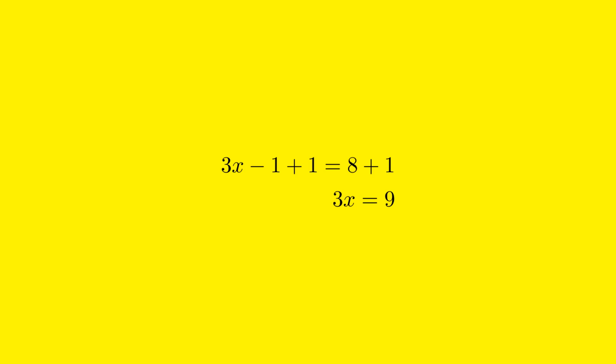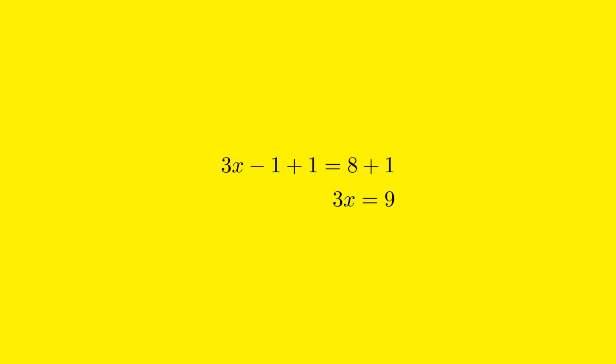To solve for the variable in the equation 3x minus 1 equals 8, the first step is to isolate the term with the variable on one side of the equation. In this expression, we notice that the variable x is part of the term 3x. To begin isolating this term, we need to eliminate the minus 1 that is next to 3x. To do this, we will perform the addition of 1 to both sides of the equation. This step is crucial because it helps in maintaining the balance of the equation.